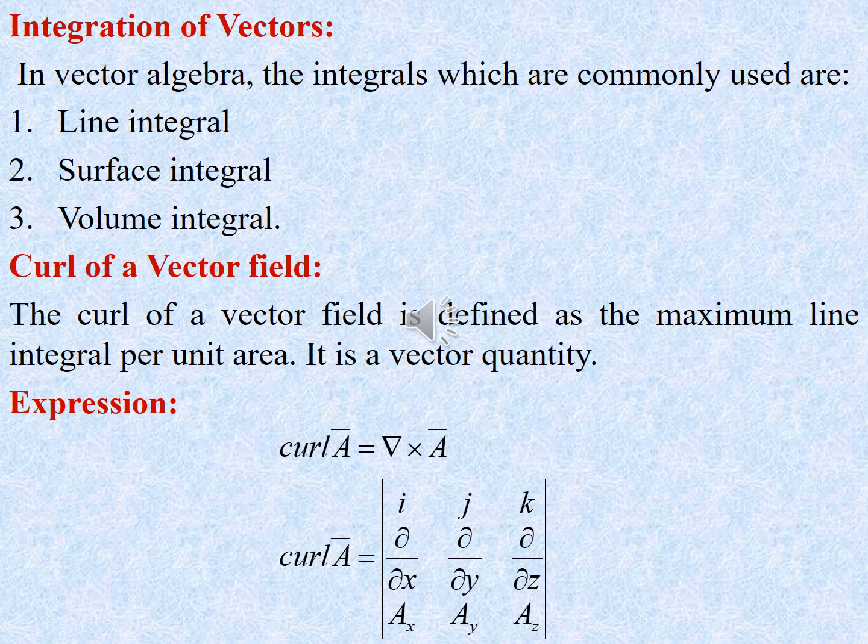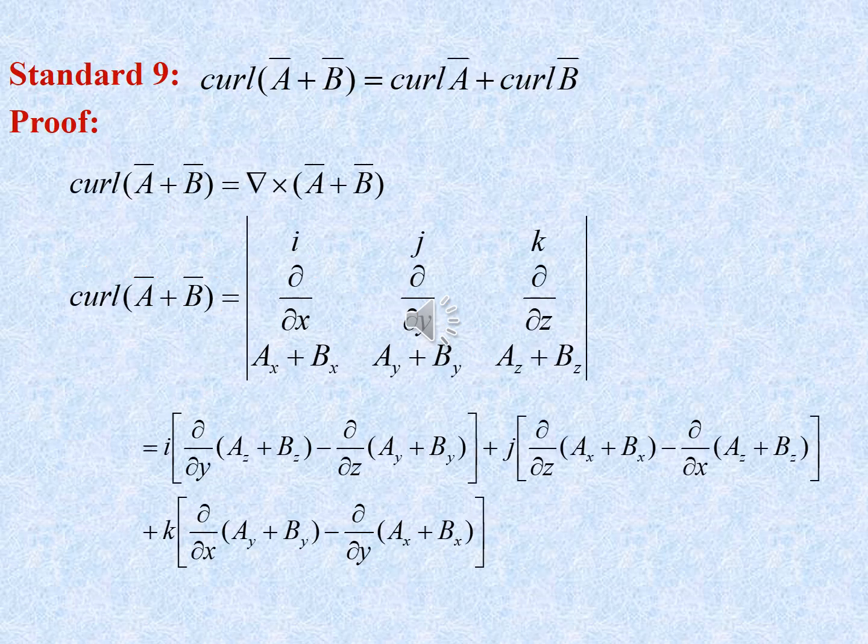So the expression: curl A bar is equal to del cross A bar. So this can be written like this: curl A bar is equal to the determinant of the matrix with rows i j k, ∂/∂x ∂/∂y ∂/∂z, Ax Ay Az. Standard 9. Curl of (A bar plus B bar) is equal to curl A bar plus curl B bar. We know the formula curl A is equal to del cross A. I am using that formula. After that I am substituting the values.